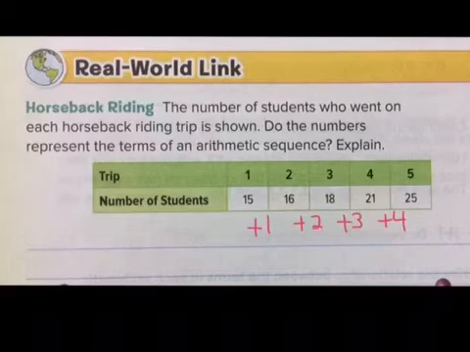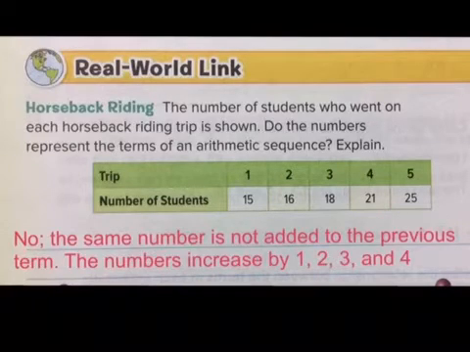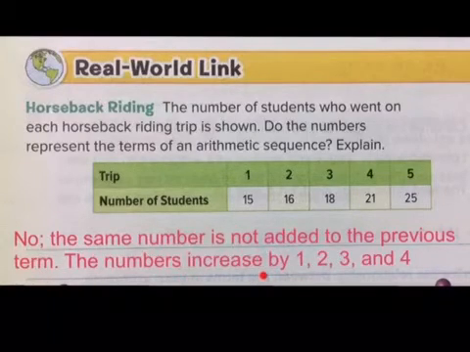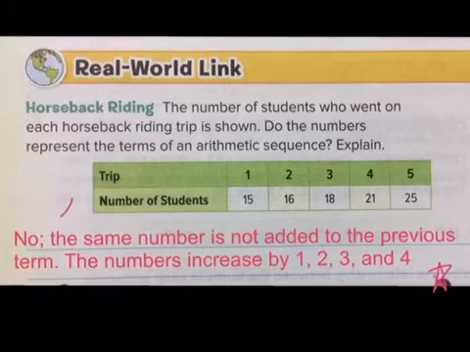But it's really not. It has to go up by the same term in order for it to be sequential, in order for it to be, I guess, proportional. But it's not. So, is this an arithmetic sequence? No. The same number is not added to the previous term, as we agreed earlier. The numbers increase by 1, 2, 3, and 4. So it is not sequential because the same term is not being added. Again, boys and girls, this is another key answer.